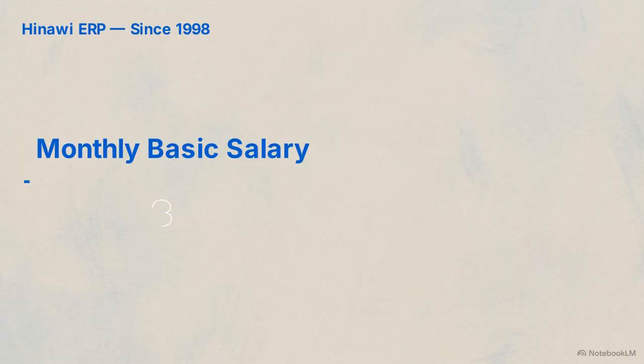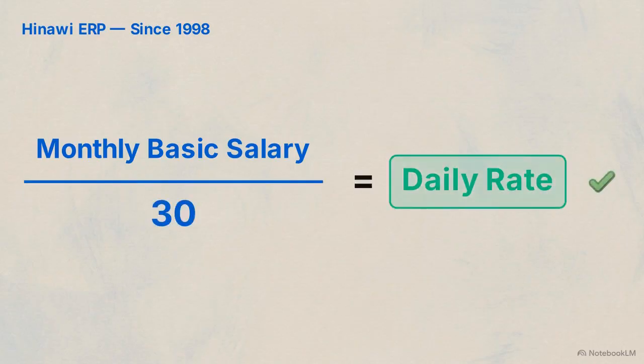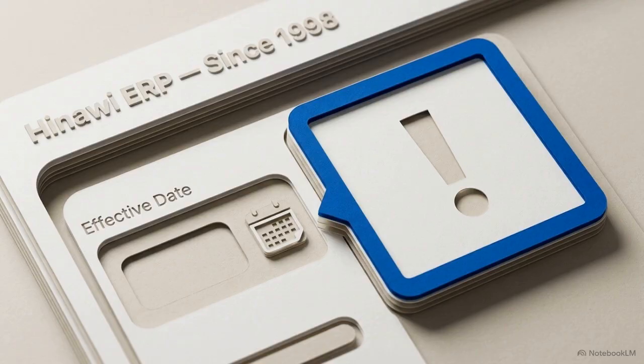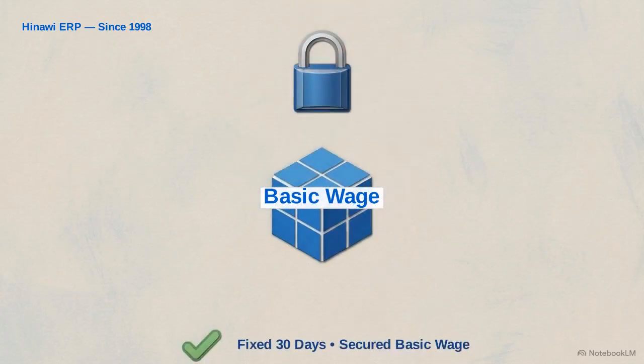This setting tells the system to divide the monthly basic salary by exactly 30. This establishes the daily rate used for overtime math, regardless of the calendar month. Check the effective date before saving. Adjusting this date during an active payroll cycle will impact your historical data. Locking these rules isolates the basic wage, ensuring that every hour of overtime recorded later is legally and mathematically sound.